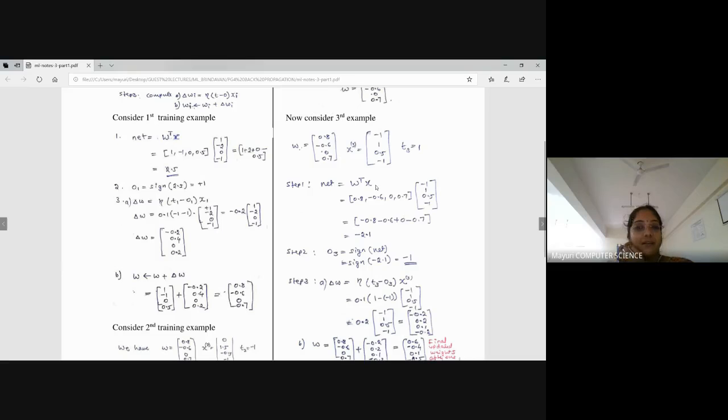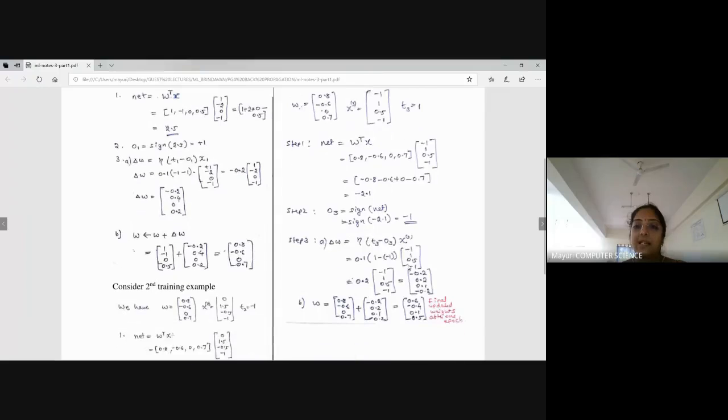First calculate the net output. Net output is the transpose of your weight vector with X. Do it. I think you're getting minus 2.1. Since your net output should not be minus 2.1, it has to be either 1 or minus 1, apply the activation function. After applying the activation function on the output, you're getting minus 1. Minus 1 is acceptable. 1 and minus 1 are acceptable.